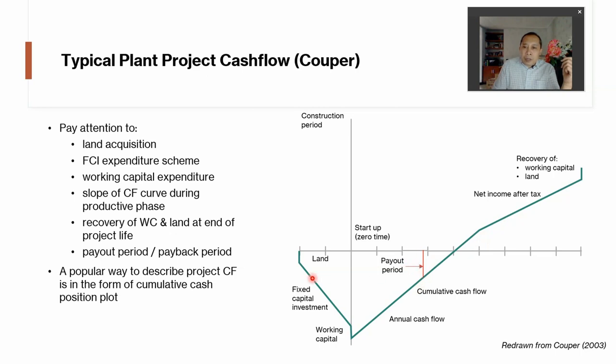Also pay attention to this feature here. This is called payout period. Okay, so payout period by definition is the point in time at which we have recovered the FCI. So not the land, not the working capital. Those will be recovered at the end of the project, but we recover the FCI part of the investment. So if you see here, this red line segment would be equal to the cost of land plus the cost of working capital. This one here. And the time at which this is reached is called payout period.